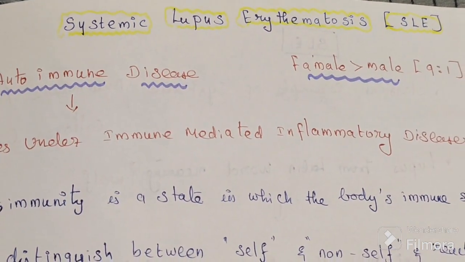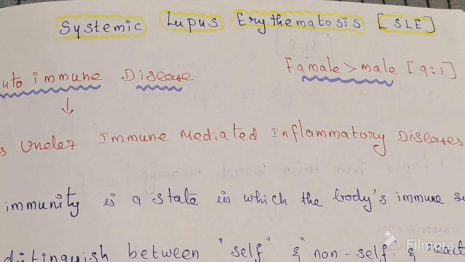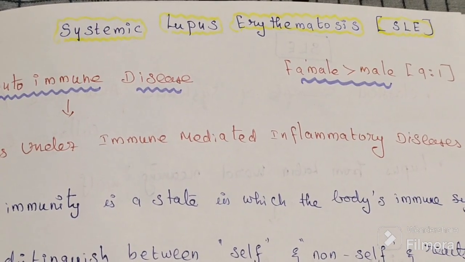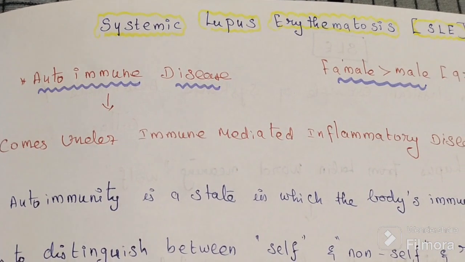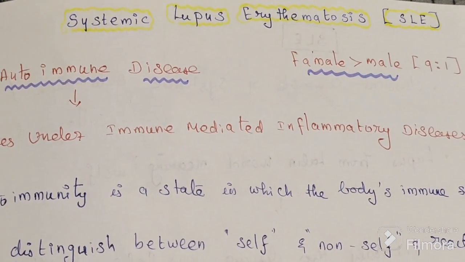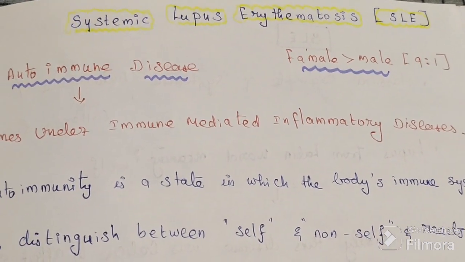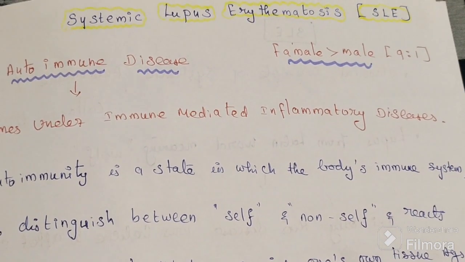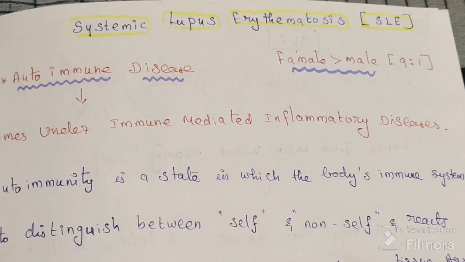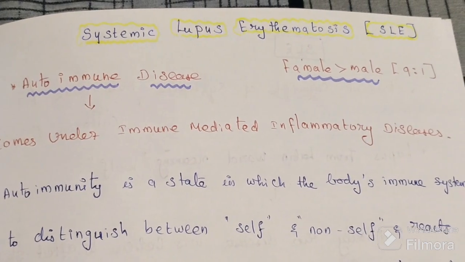Today's topic of discussion is SLE, systemic lupus erythematosus. It is an autoimmune disease in which our immune system attacks our own cells. It comes under immune-mediated inflammatory diseases. So basically, what is meant by autoimmune disease?